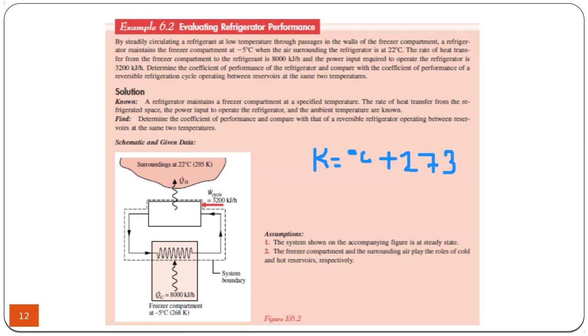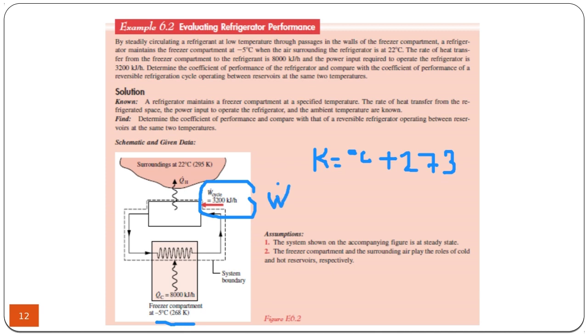So as you can see, -5 Celsius is converted to Kelvin, and the high temperature reservoir, which is actually the kitchen side, is 22 Celsius, 295 Kelvin, while the compressor of the refrigerator is delivered a work of 3,200 kilojoules per hour. This is the power of the compressor.